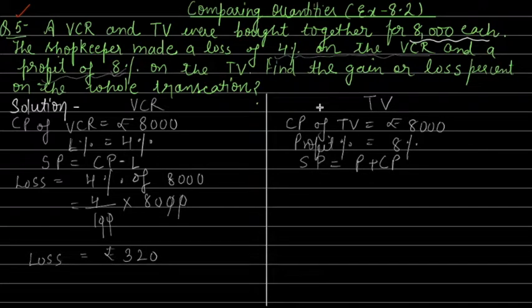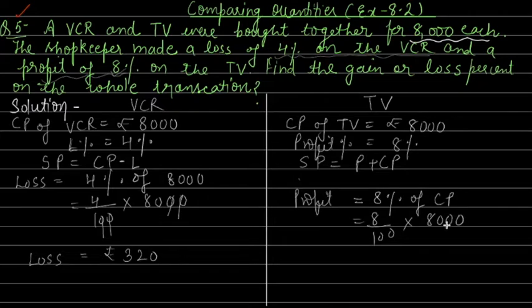Now let's see in another how much it is. We have to calculate profit. Profit will be how much? 8% of CP. Means 8 by 100 of 8,000. I am cancelling these two zeros. How much it will be? Rupees 640. So now I know here that loss is coming 320 and profit is coming out 640 rupees.